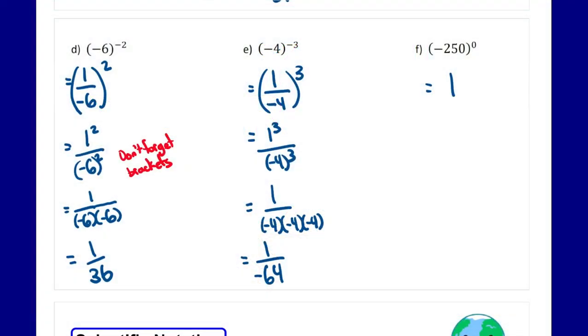So coming back for the first one, or for E, we flip the base because of the negative exponent. It becomes 1 over -4 to the power of 3. That power of 3 applies to both parts. -4 to the power of 3 means -4 times itself 3 times, which means in this case I will get a negative number, because a negative times a negative times a negative is a negative. So I have -64. And then for F, negative 250 to the power of 0 is 1.